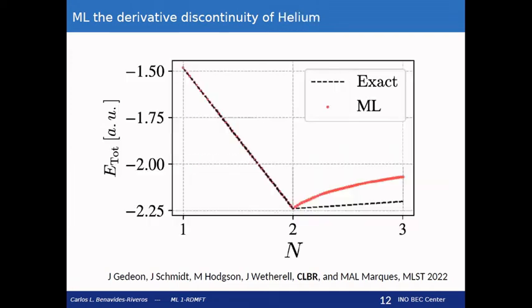And here, using the Kohn-Sham system, we compute the energy of helium. So here is 1 electron in helium, 2 electrons in helium, 3 electrons in helium. In black is the exact energy, and here is the prediction of the machine learning architecture I presented before. So here the fit is really good, and here it is essentially bad.